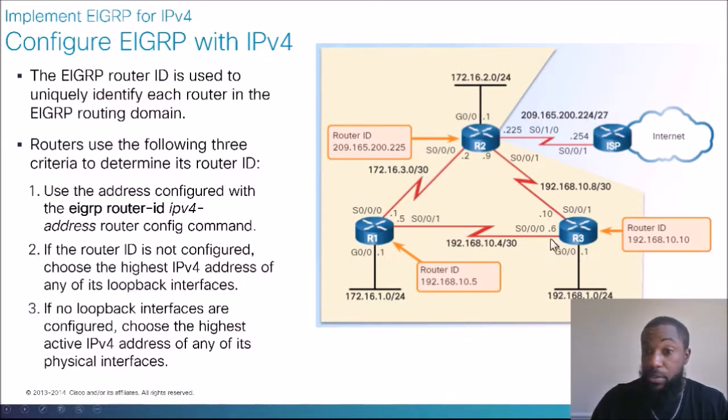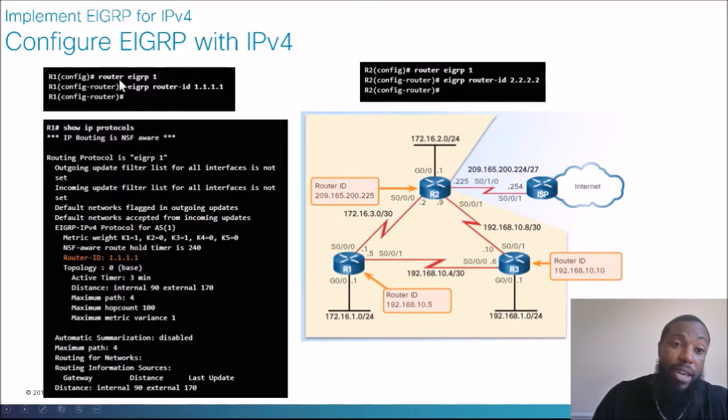This guy right here, no loopbacks, but he has these IP addresses, so 10.10 is the highest address, which was this address right here. That became his router ID. A couple of verification commands. Well, obviously, this is basically the configuring command. Again, router, EIGRP, and then the process or AS number.